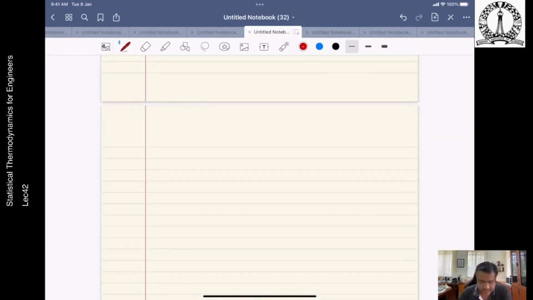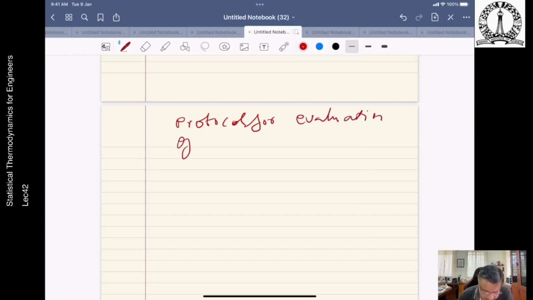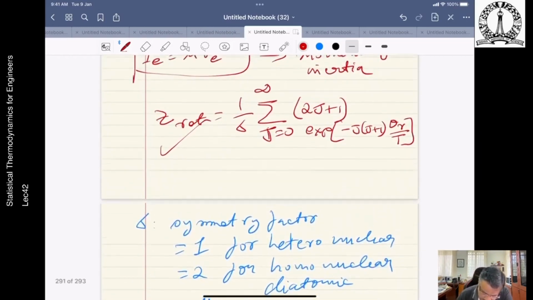This is just to give some idea. Protocols for evaluation of Z rotation. If T by theta r is less than or equal to 3, then we use the parent equation, which is the full expansion, the expression that we essentially use in this particular equation.